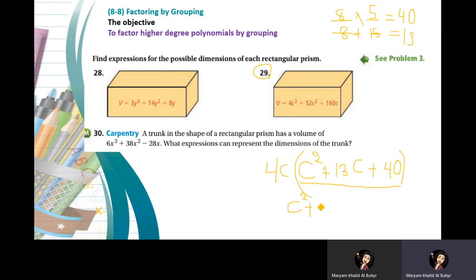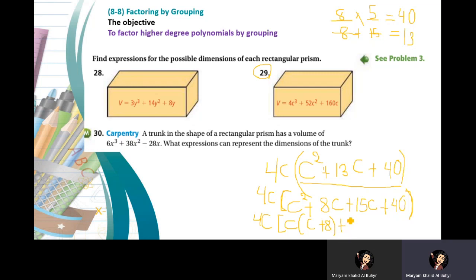So plus 8C plus, here it doesn't matter the order for these, because you can plus 40, because you can 4C. Now 4C, drop your 4C. Now you can take common factor between each two terms. It's like you are grouping. So here you have C common factor between them. The remaining is C plus 8.